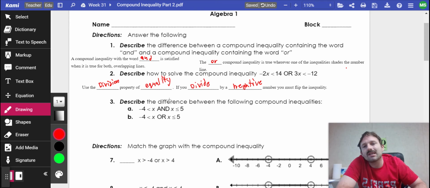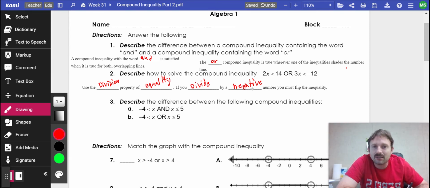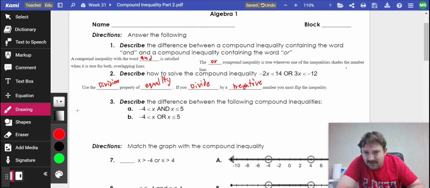Next up, it says describe the difference between the following compound inequalities. Well, first, I'm going to draw it. I know it's going to be an open and a closed circle. It's going to be less than, but more than negative 4. If it's "and," I know it's connecting. I know for a fact that in reality, it's 2 inequalities going in 2 different directions.